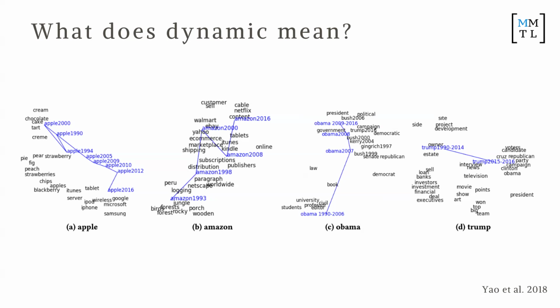Another example, Amazon used to be associated with jungles and forests, and now it's associated with content, cable, customer, cell, and Netflix. Obama used to be associated with professor, university, students, law, and now it's president. And Trump used to be owner, estate, and now it's Clinton, party, Cruz, Republican, etc. Does that make sense? So these are different words that change over time. This is what a dynamic context actually means.